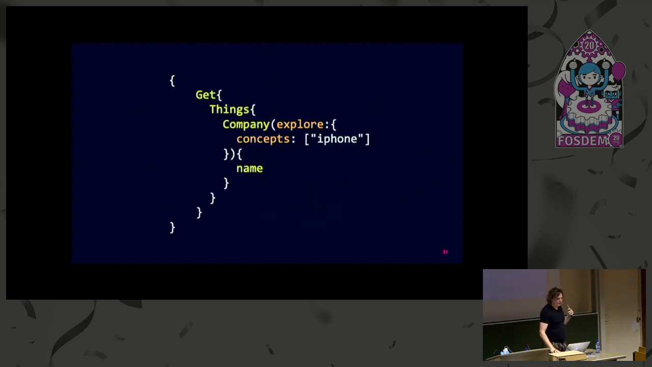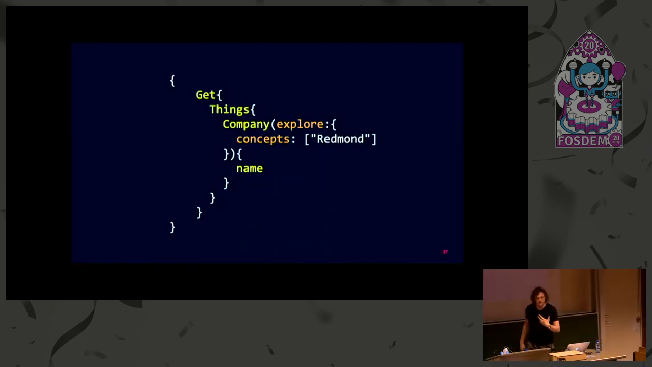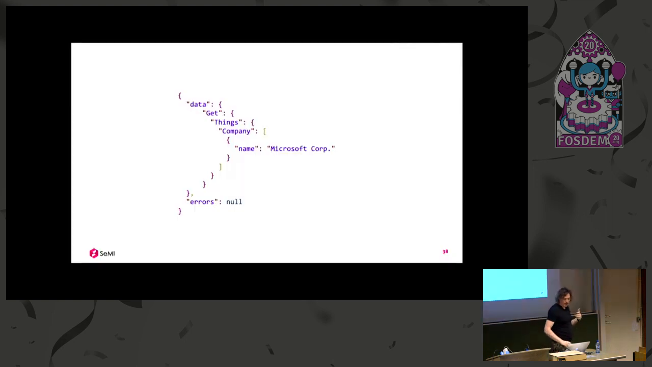So this example might look something like this. If I have a data set with companies, and this would be my GraphQL query, where I say, give me things which are companies, and I want to have their names, but explore them by iPhone, I might get this result, Apple. And as you see, iPhone is nowhere in the data object. And if I have that same data set, then I would say, a little bit more abstract, organize these companies on the concept of Redmond, I might get back Microsoft. And that's how we structure our graph.